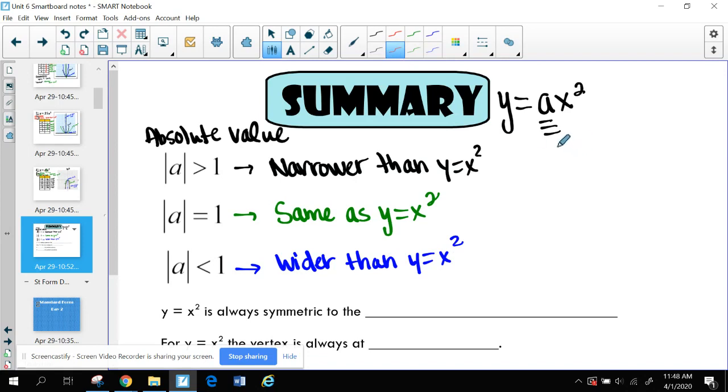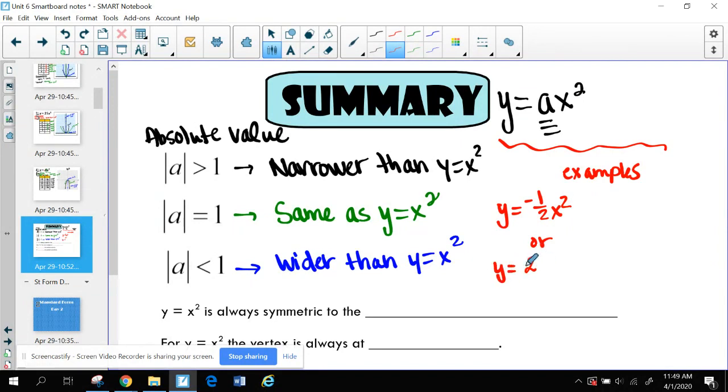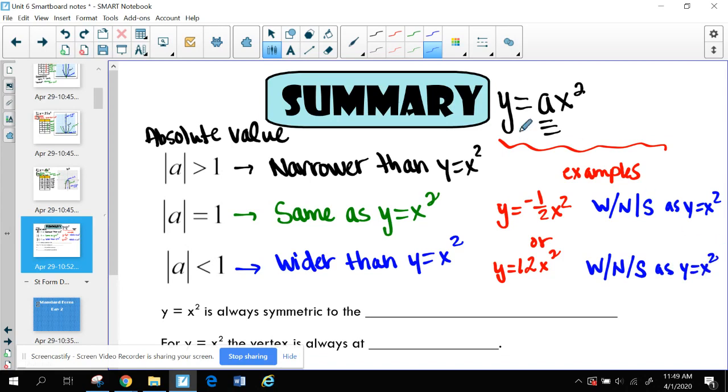Okay, so here are some examples. You'll get a graph. It might say something like y equals negative 1/2 x squared, or you might see something like y equals 12x squared. And then behind it, it's going to look like this: wider, narrower, or the same as y equals x squared. That's kind of what your homework might look like. And we just need to circle the correct answer.